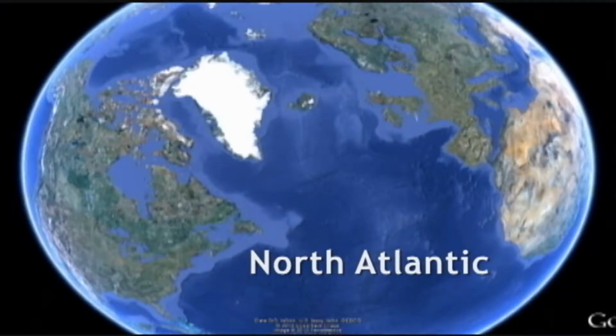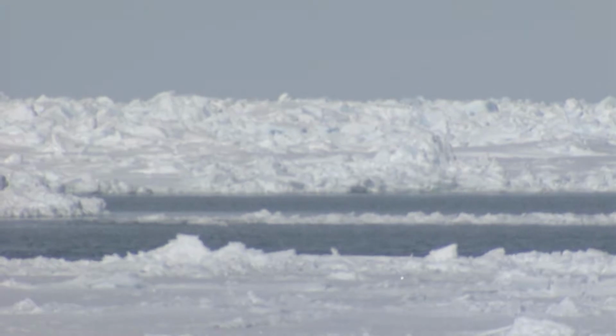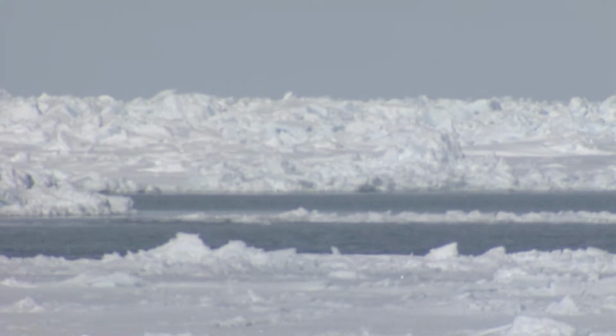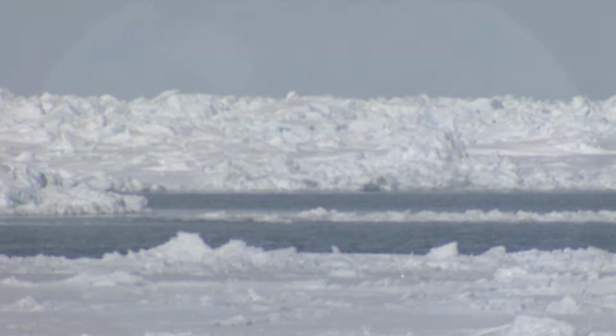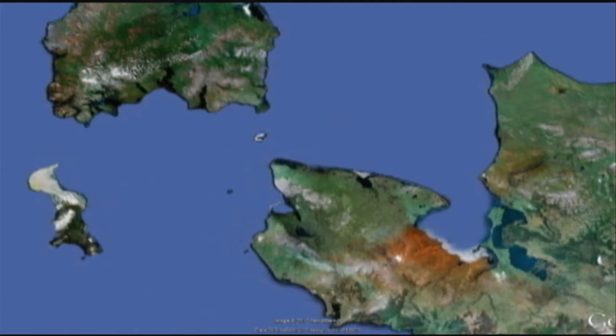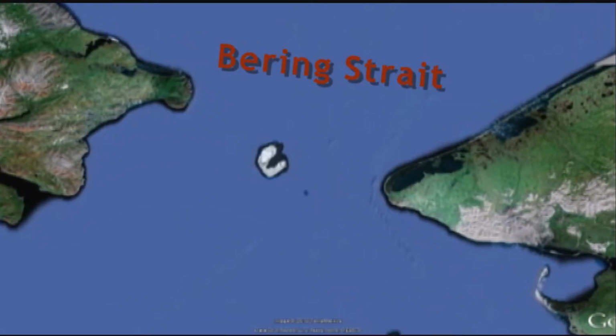And the North Atlantic is where the global ocean circulation is primarily modulated from. And that flow can be slowed down with the export of fresh water from the Arctic, a large portion of which originally came from Bering Strait.